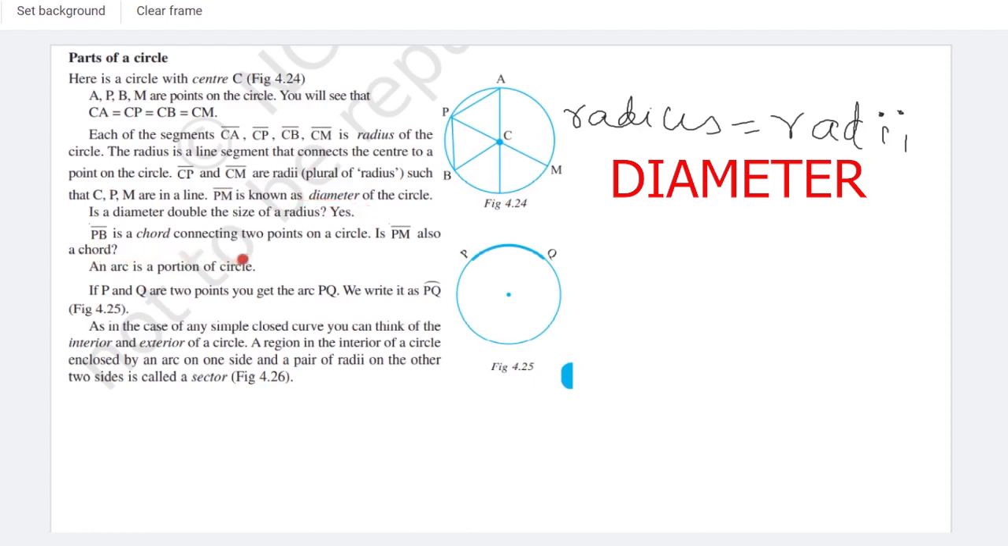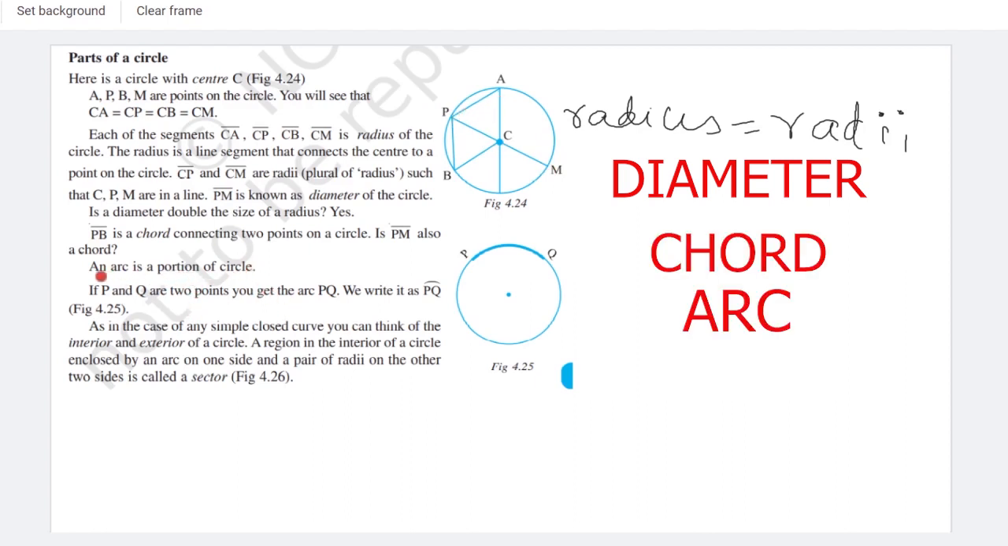PA is a chord connecting 2 points of the circle. See, where is PA? This is P and this is A, points on the circle. If you connect these two by a straight line, that is called a chord. This PM is the longest chord then.